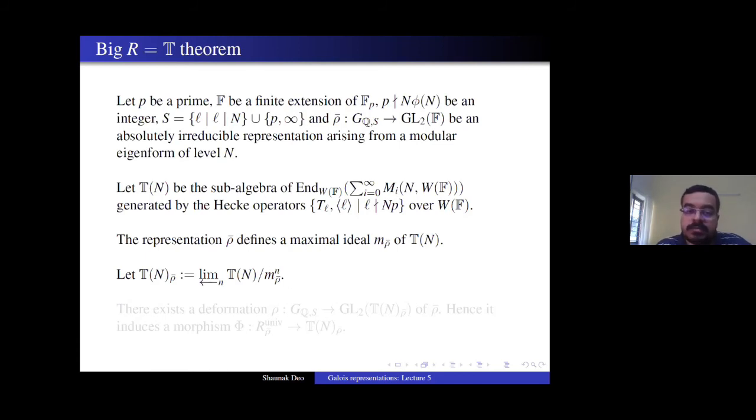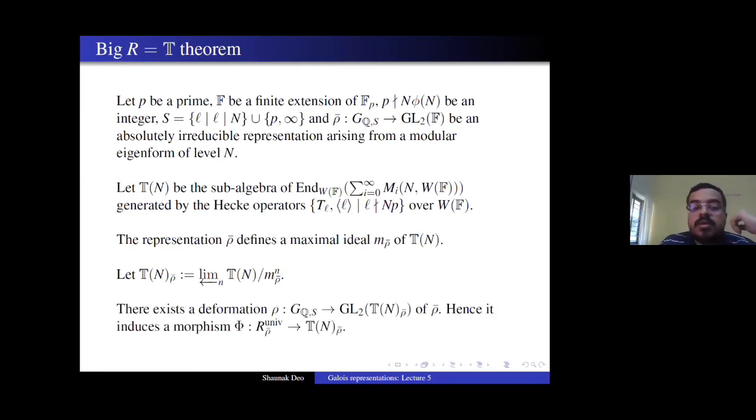Now, this is the Hecke algebra. And again, you can glue all the p-adic Galois representations attached to modular forms of level n which are lifting rho bar. You can glue all of them and get a deformation rho from G_{Q,S} to GL_2(T_n,rho bar) of rho bar. So to this Hecke algebra, there is a deformation, and so there is this big map phi from R_rho bar^univ to T_n,rho bar. And we want to prove this is an isomorphism.